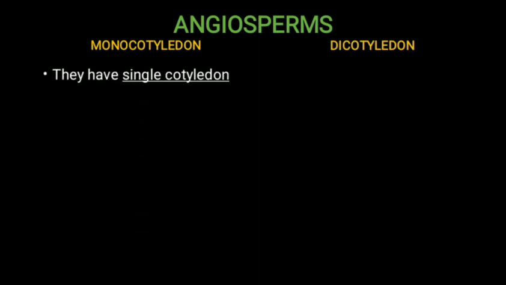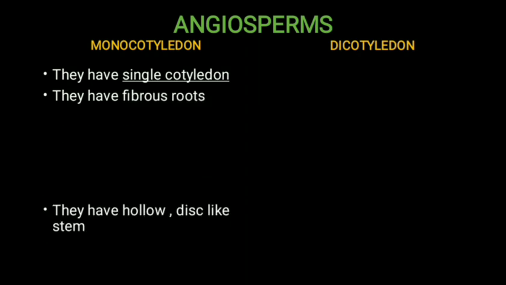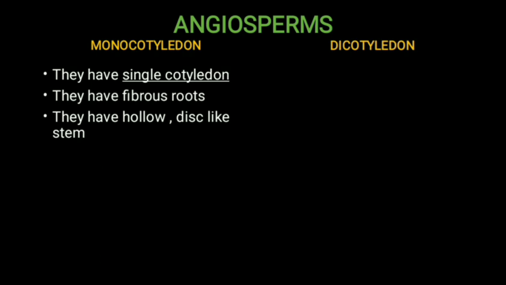Then angiosperms are further divided into monocotyledon and dicotyledon. So let us learn about the monocotyledon first. They have a single cotyledon. I have already told you what a cotyledon is. It is an embryonic leaf in seed bearing plants. Then they have fibrous roots. They have a hollow disc-like stem.